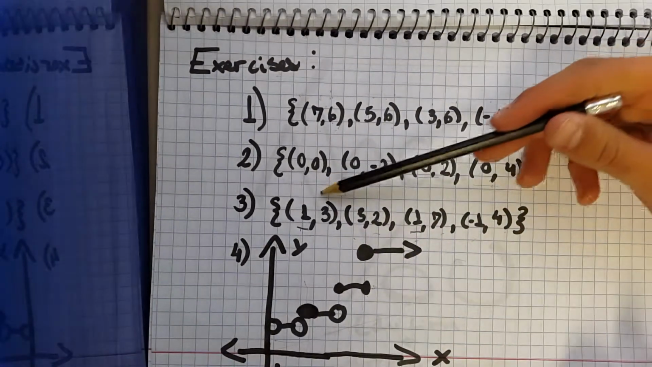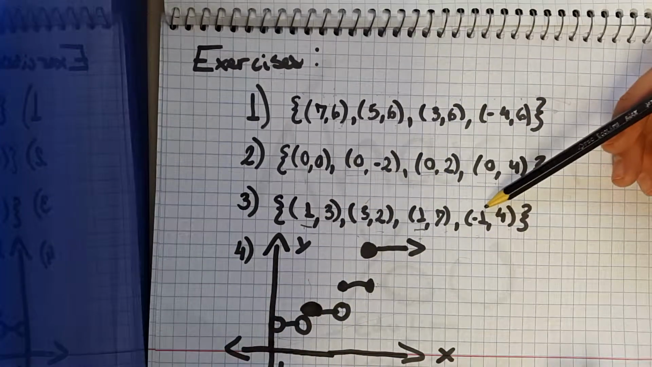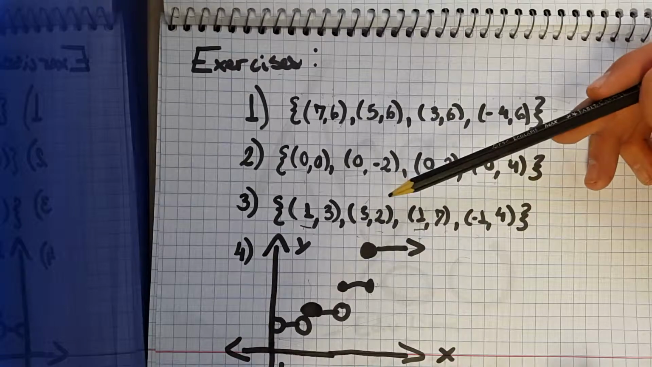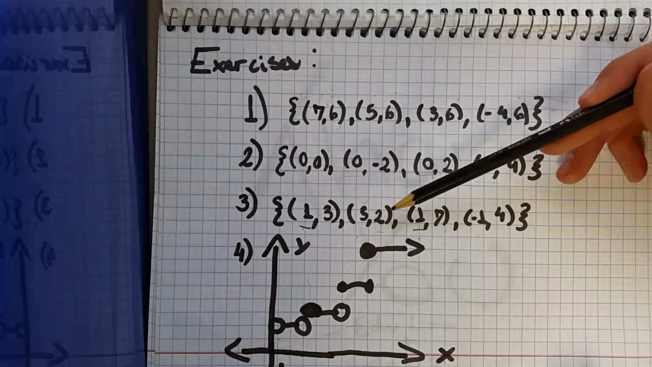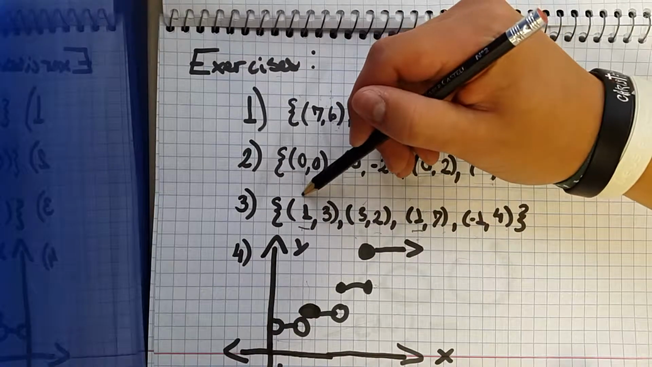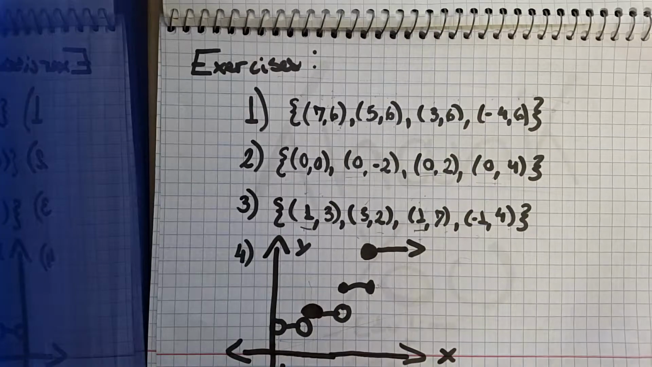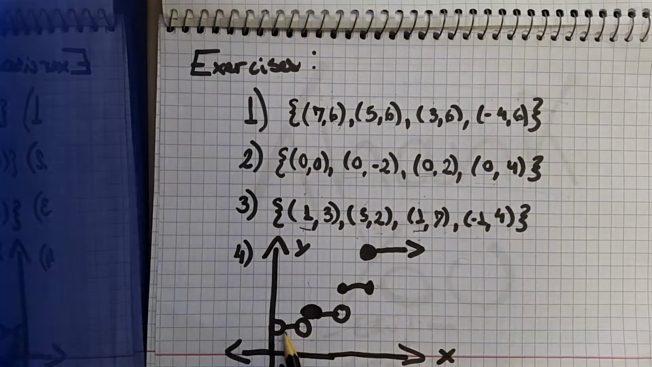In this we have (1, 3), (5, 2), (1, 7), (-1, 4), and this will not be a function, it will be a relation. The reason it's not a function is because the x values are repeated in these two sets of points. Yes, and finally we have a graph here.